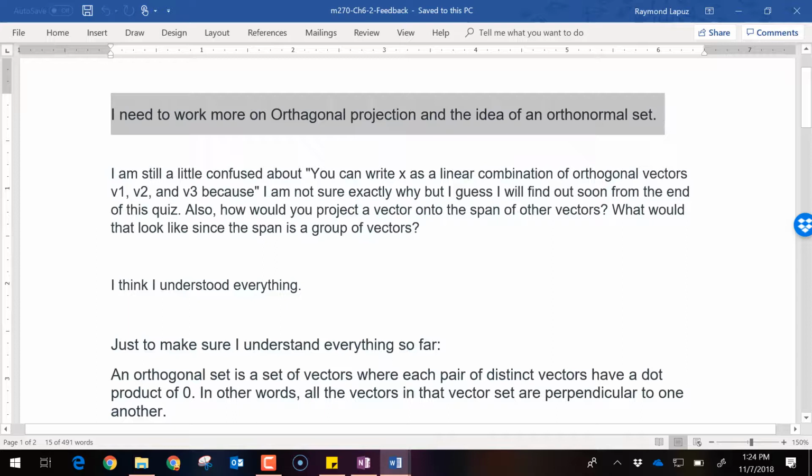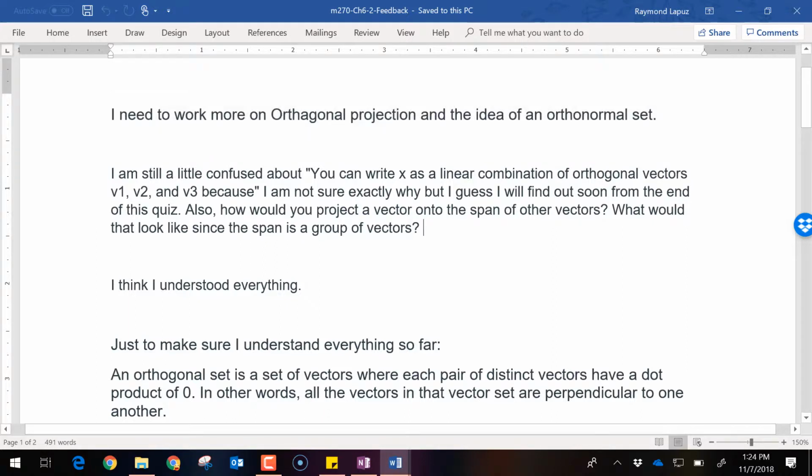Not exactly sure why, but I guess I'll find out in the quiz. So the projection of a vector onto another vector is clear, right?